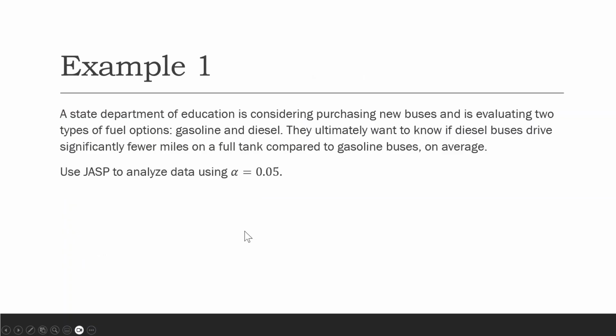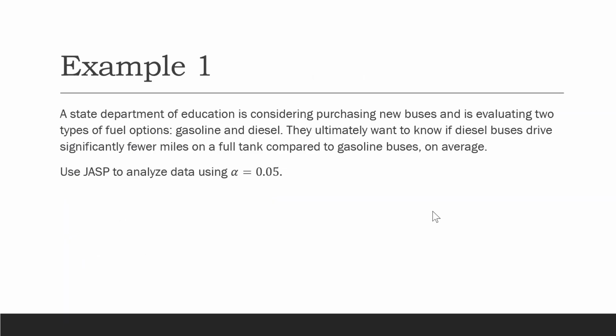In this example, it says a state department of education is considering purchasing new buses and is evaluating two types of fuel options, gasoline and diesel. They ultimately want to know if diesel buses drive significantly fewer miles on a full tank compared to gasoline buses on average. We're going to use JASP to analyze this data using alpha equals 0.05.